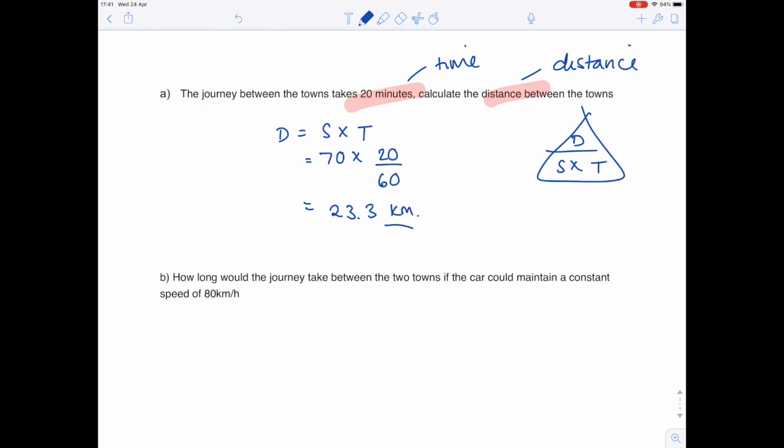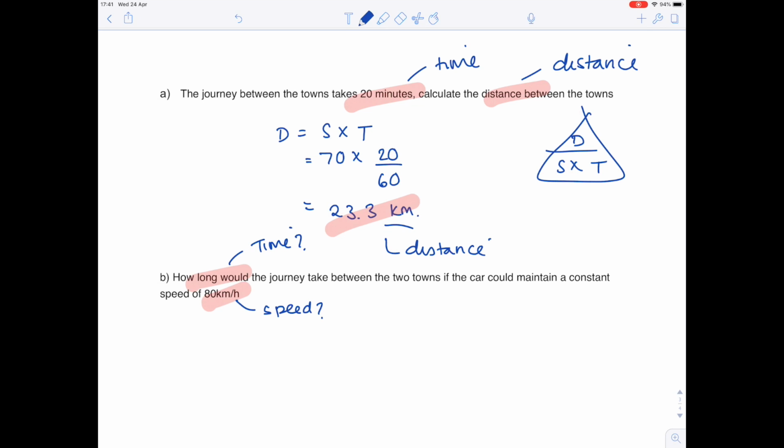How long would the journey take between the two towns if the car could maintain a constant speed of 80 kilometers per hour? So we're looking for a time value now. We've got the speed we're going to use, and we know the distance.